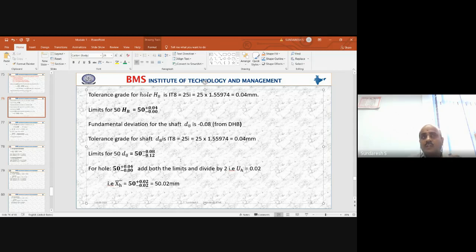Because when you look at the schematic representation of a fit, you can easily understand this, right? So this is how we calculate the limits for the shaft.